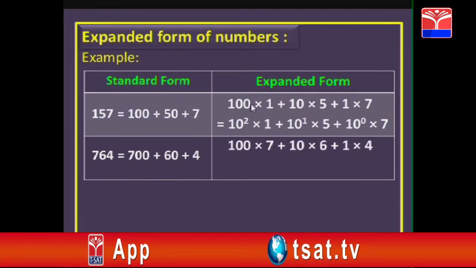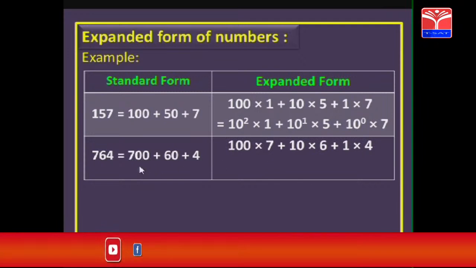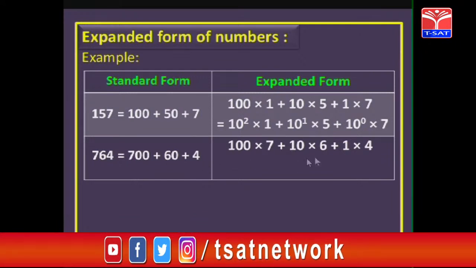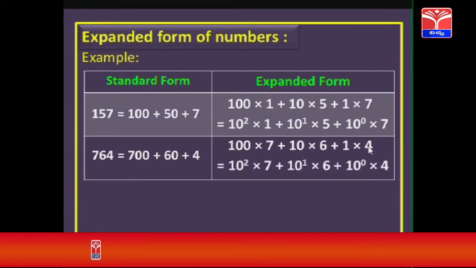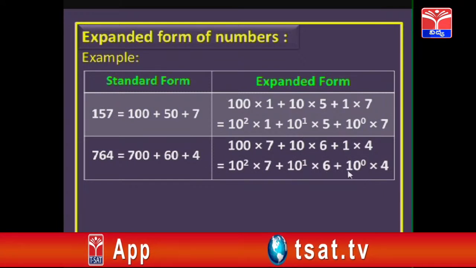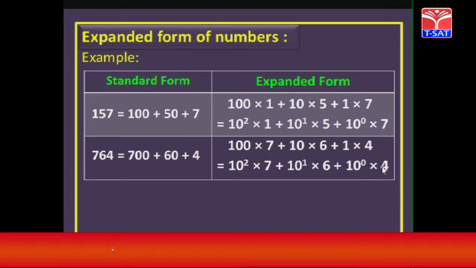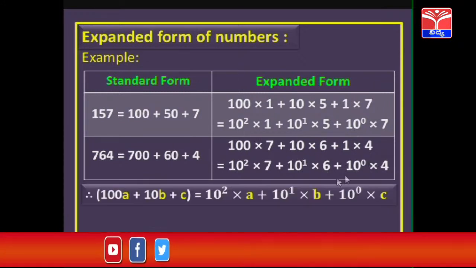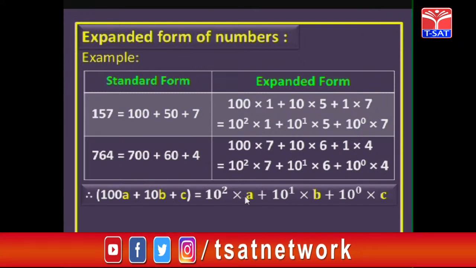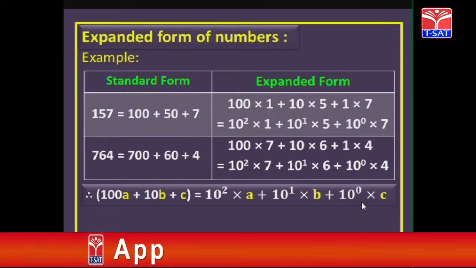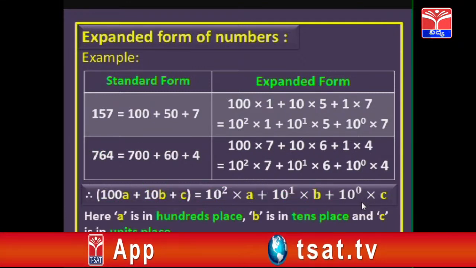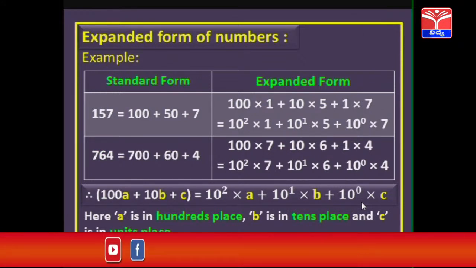So, in the same way as done in the previous case, we write 700 as 100 into 7, 60 is written as 10 into 6, and 4 we are writing as 1 into 4. Again, 100 is written as 10 square into 7, plus 10 to the power of 1 into 6, plus again 1 is written as 10 power 0 into 4. So, 100a plus 10b plus c can be written as 10 square into a plus 10 to the power of 1 into b plus 10 to the power of 0 into c. Here a is in hundreds place, b is in tens place and c is in units place or the ones place.